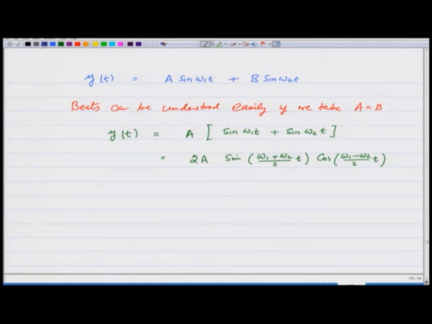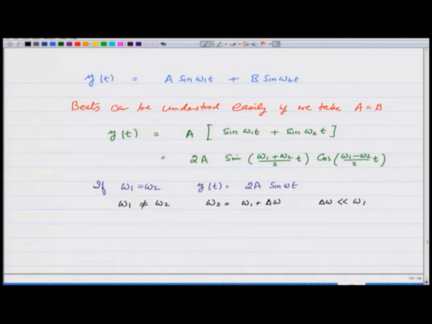Let us check that first. If omega 1 equals omega 2, then I get my answer as y t equals 2A sine of omega t, which is correct. Now, an interesting thing happens when omega 1 is not equal to omega 2. So, let us consider the case when omega 1 is not equal to omega 2, and let us take omega 2 to be equal to omega 1 plus some delta omega, where delta omega is much less than omega 1.